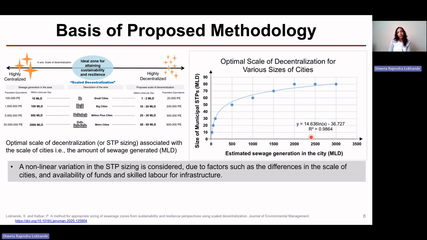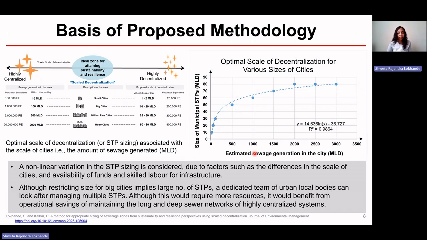A nonlinear variation in the STP sizing is considered due to factors such as the differences in the scale of cities, the availability of funds, and skilled labor for infrastructure, which vary across the different sizes of the cities and localities.